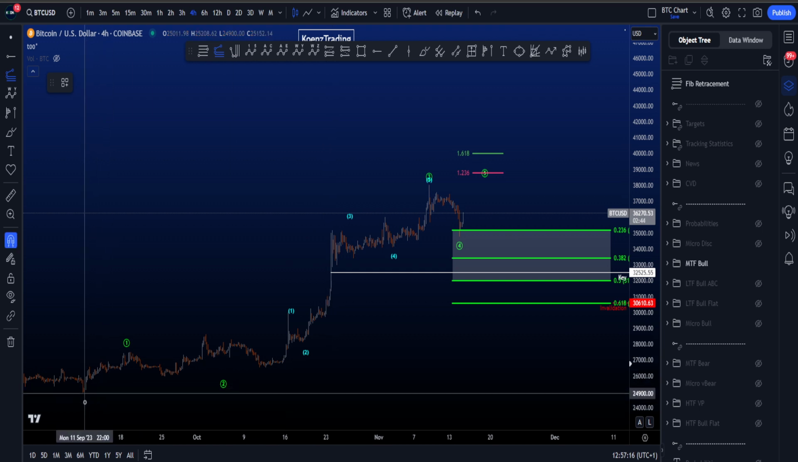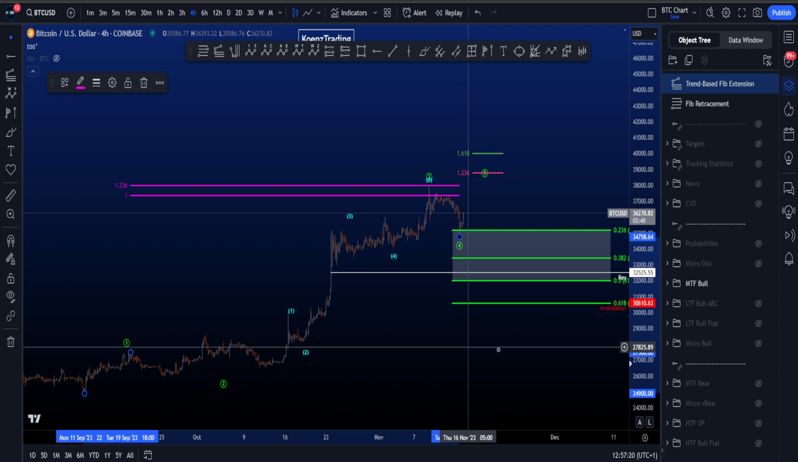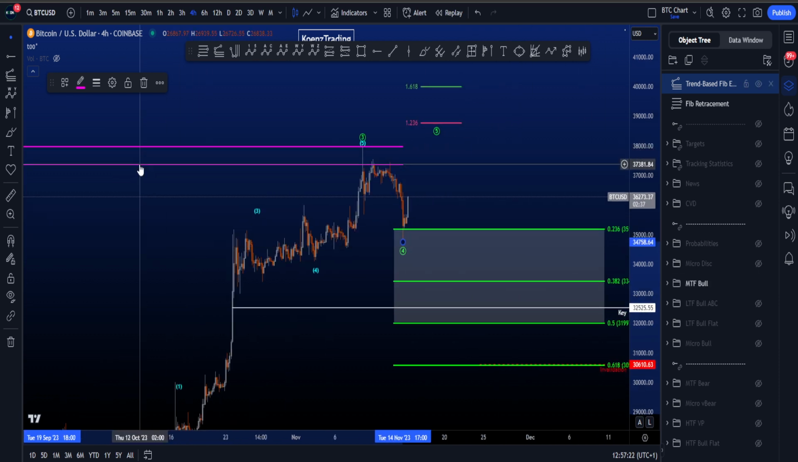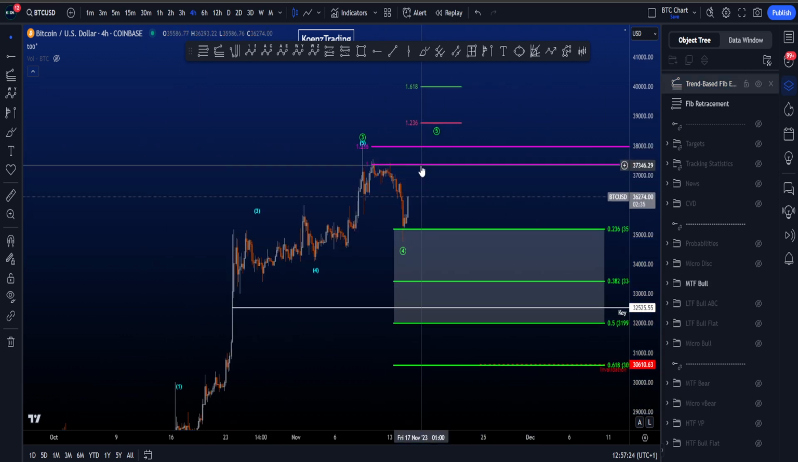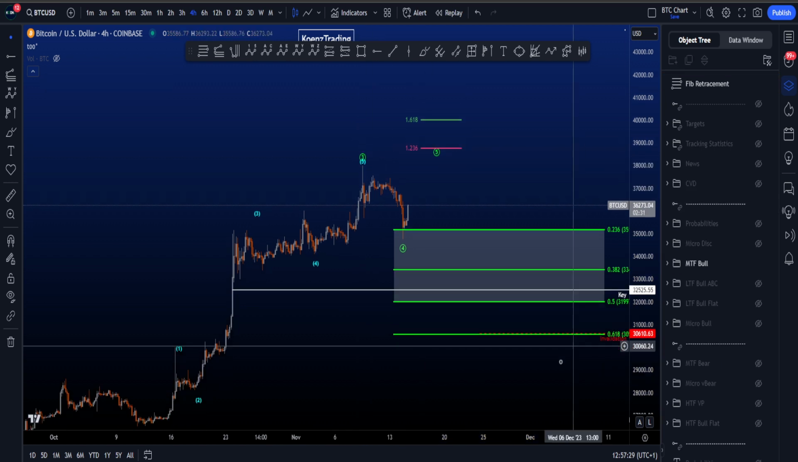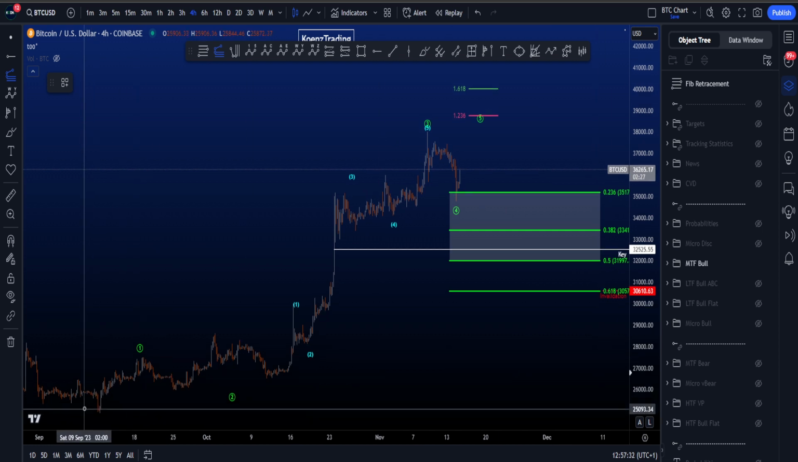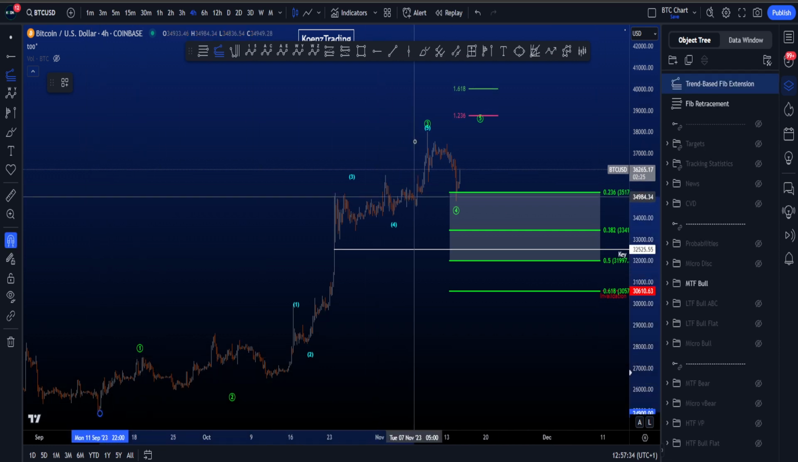Another way to calculate a target is to take the one-to-one of wave 1. So you take a trend-based fib from the low of 1 to the high of this wave 1 to the low of wave 4, and then you will be looking at the one-to-one. But as you can see, the one-to-one is below the high of wave 3, which therefore does not make it an interesting target.